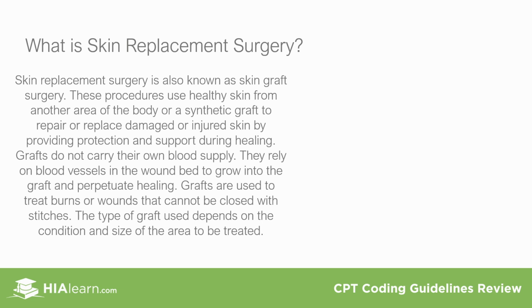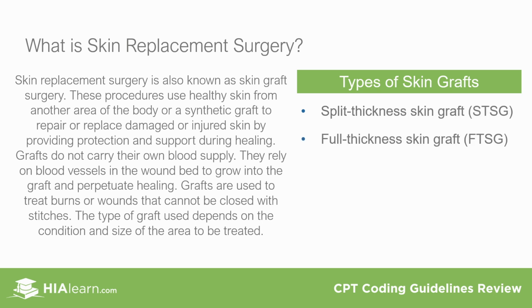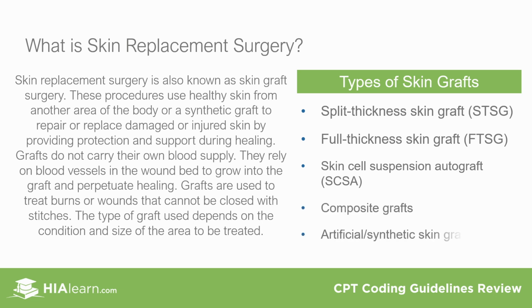Grafts do not carry their own blood supply. They rely on blood vessels in the wound bed to grow into the graft and perpetuate healing. Grafts are used to treat burns or wounds that cannot be closed with stitches. The type of graft used depends on the condition and size of the area to be treated. Types of skin grafts include autografts, such as split or full thickness skin grafts, skin cell suspension grafts, and composite grafts, and grafts made of artificial or synthetic skin.